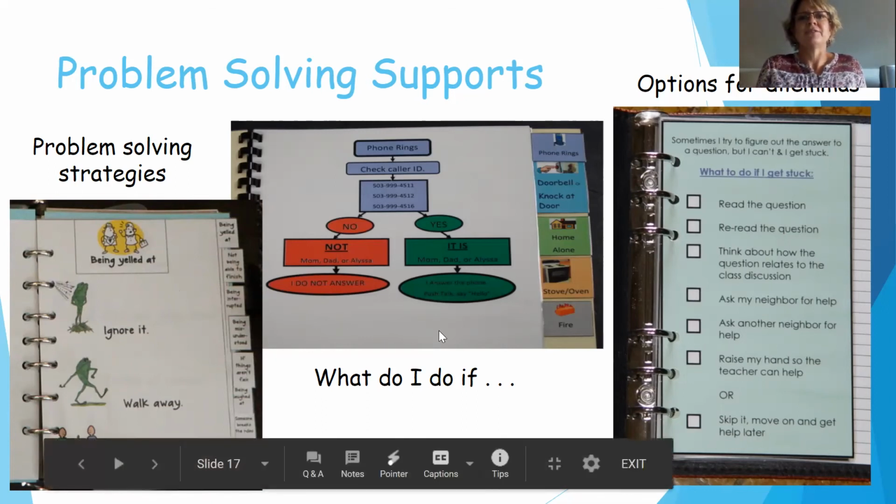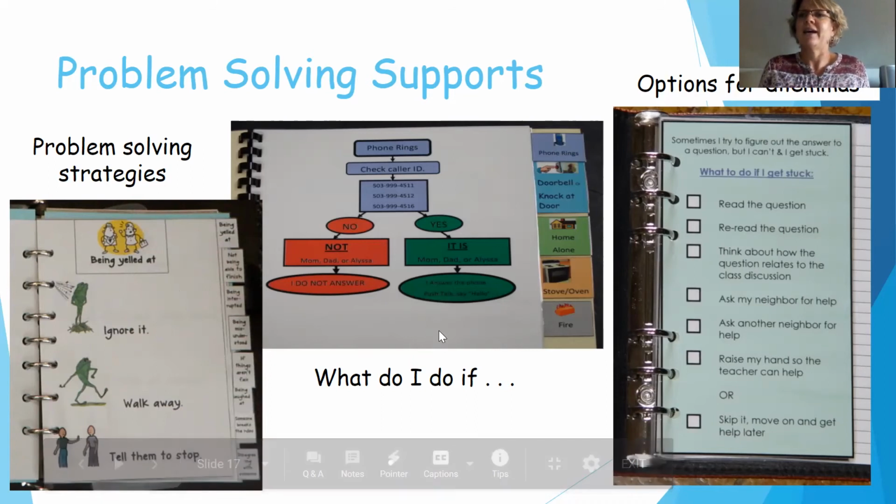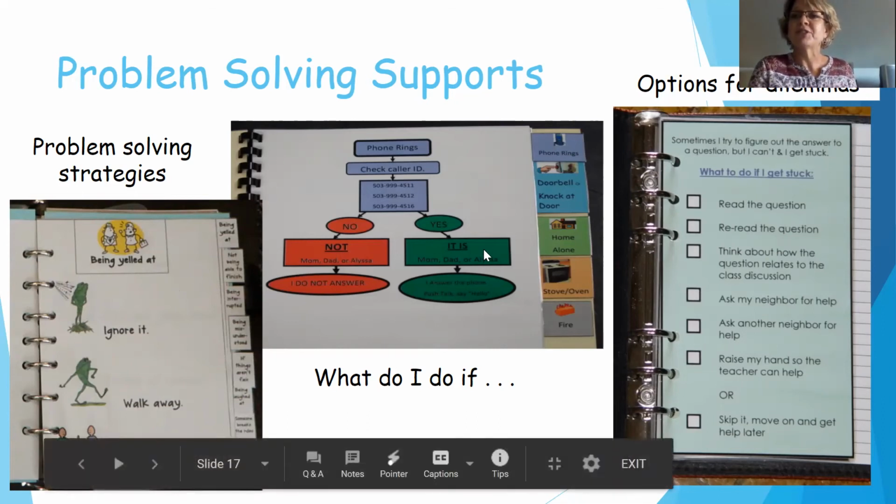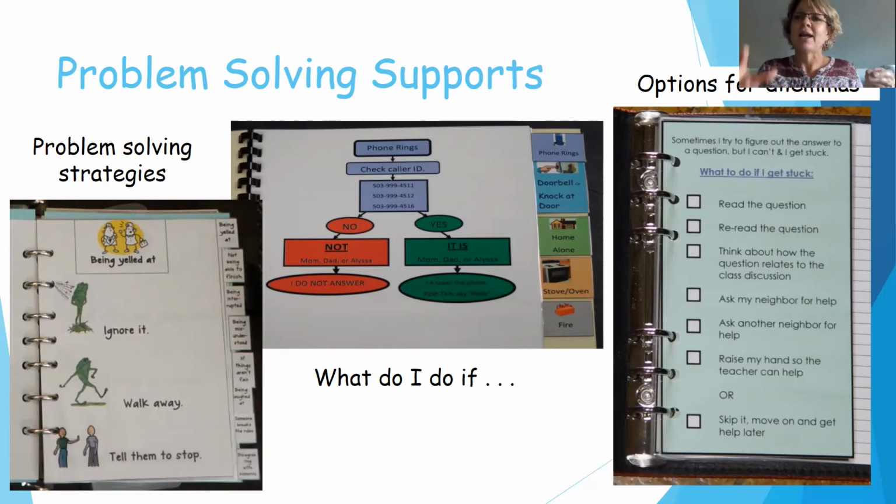Here's what do I do if? So the phone rings, and what do I do if I know the number or I don't know the number? So those are options. And again, those are things that our students have a hard time sorting through if there are decisions to be made, or if you respond differently if it's this way, or respond differently if it's that way. So you can define that for them and help them decide how they're supposed to react and respond.